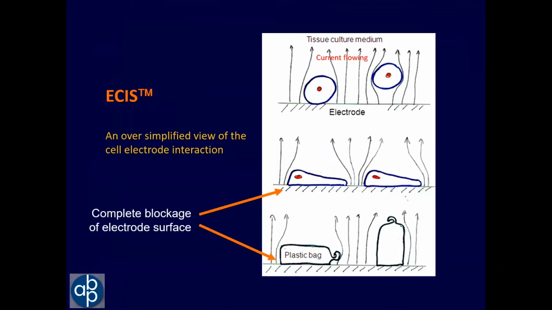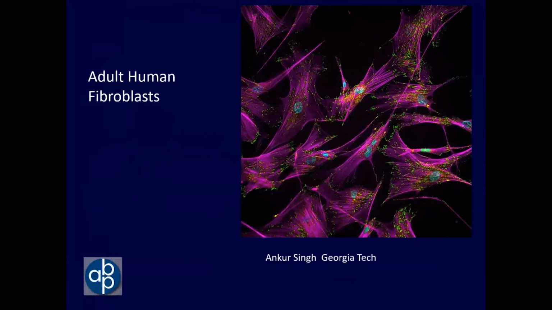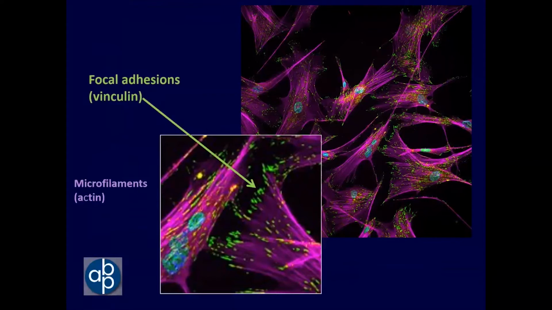But this is an oversimplification because, as is well known, cells don't blanket their substrates, but rather they are up off the substrate standing on adhesion plaques. Here's a very attractive micrograph of adult human fibroblasts where we've stained for the adhesion plaques and some of the microfilaments and so on. And what you see is that the cells are actually attached by small focal adhesions, and the bulk of the cell is not directly on the substrate.